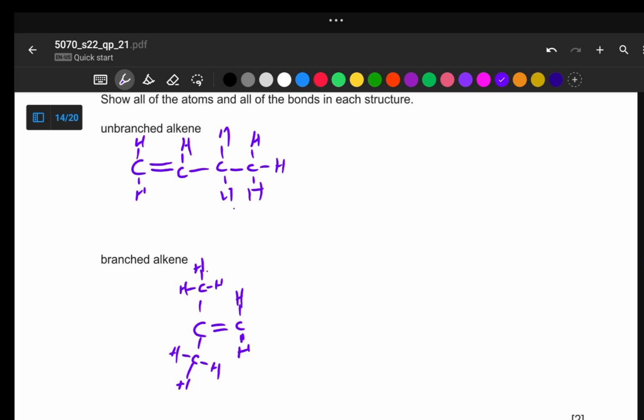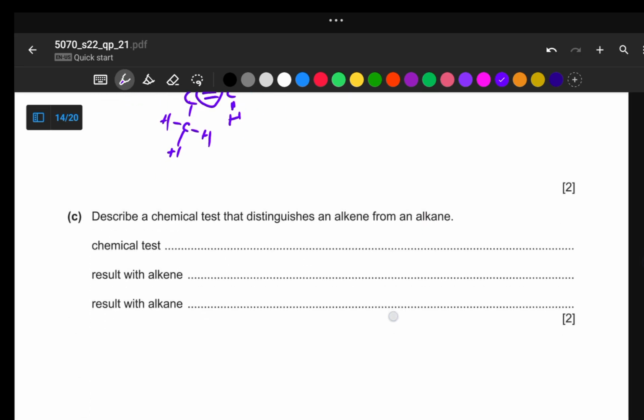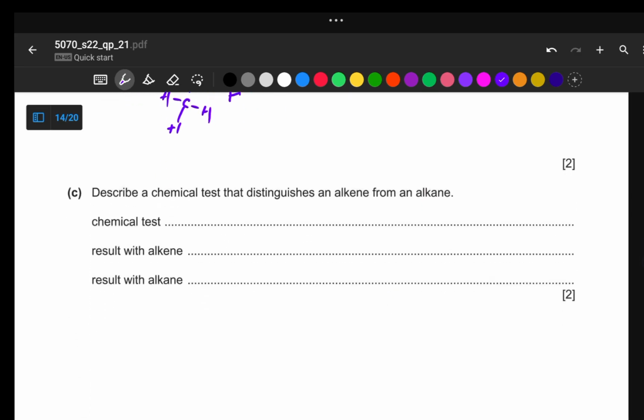So for O level, we don't normally want to discuss the spatial arrangement, because this double bond offers repulsion between the bonds. But for O level, we don't normally discuss much on that, to explain the geometry on this carbon atom, right? What you just need to do is to show the arrangement, to show the appreciation of the presence of these 2 methyl groups, right? And then we now go on to part C, which says describe a chemical test that distinguishes an alkene from an alkane.